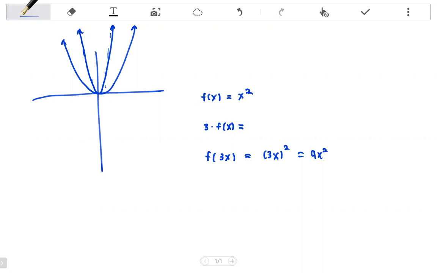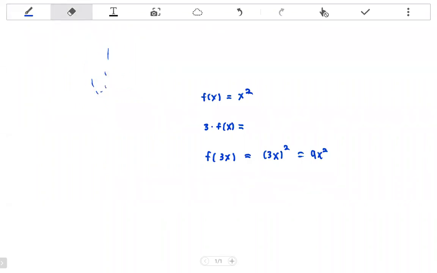Okay, any questions on transformations? No questions? Okay, hopefully you guys will remember that one. And let's go over the final day, which is gonna be equations.